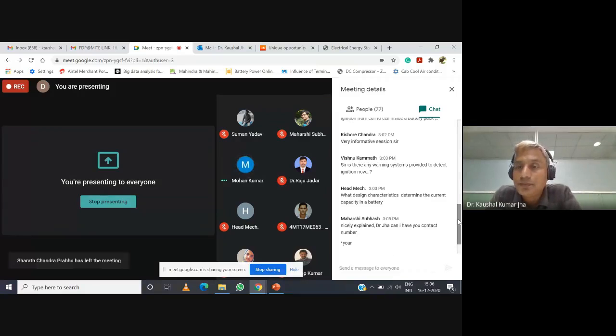So that determines the current capacity. That's the very basic one. The second one is the bus bar. If my bus bar is not designed properly, then it won't give you the required current. It will get heated up, it will melt at the end of the day. So that is the current capacity in the battery, the design characteristics. It's basically electrical design, bus bar and the wiring harness.